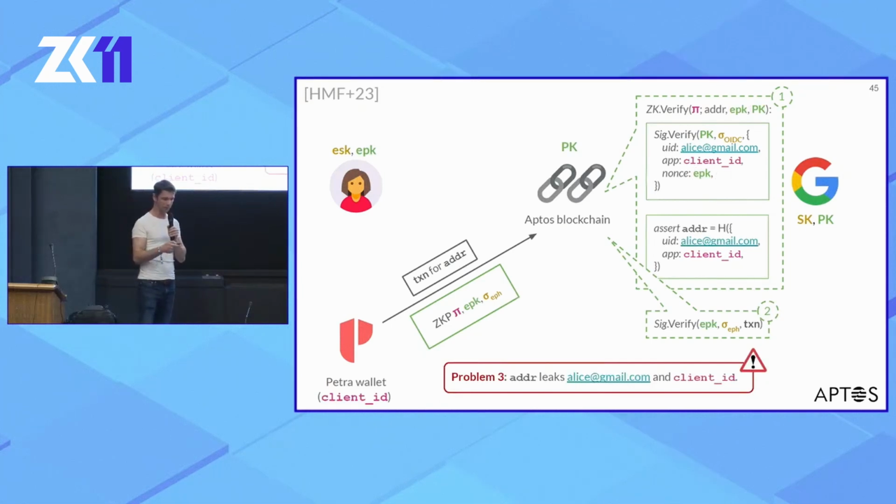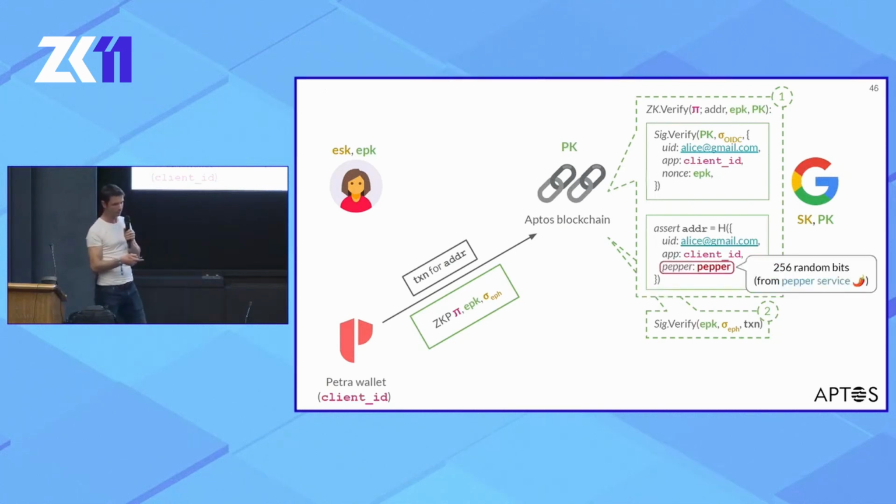Still, we have more problems. The address that is stored on chain is a function over the email address and the client ID. So it obviously leaks. An attacker can brute force your email address and the client ID and tell who you are on chain. So we want to fix that too. And the very simple fix there is to just make the address be a commitment rather than a hash of the email address, right? So we're going to use a blinding factor for that. We call this blinding factor a pepper. These are just random bits.